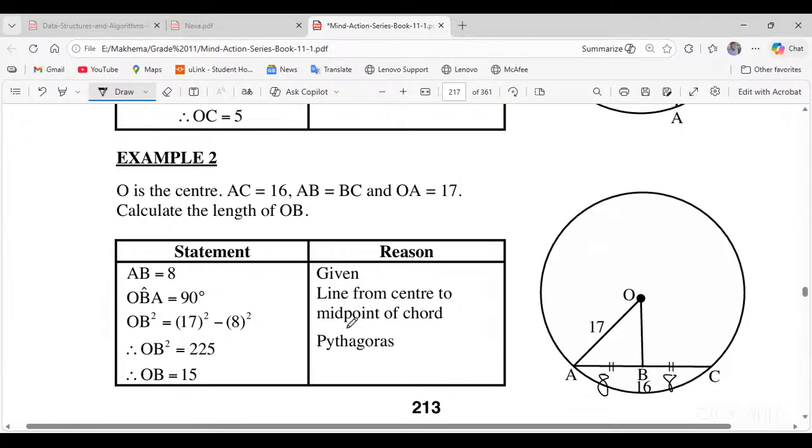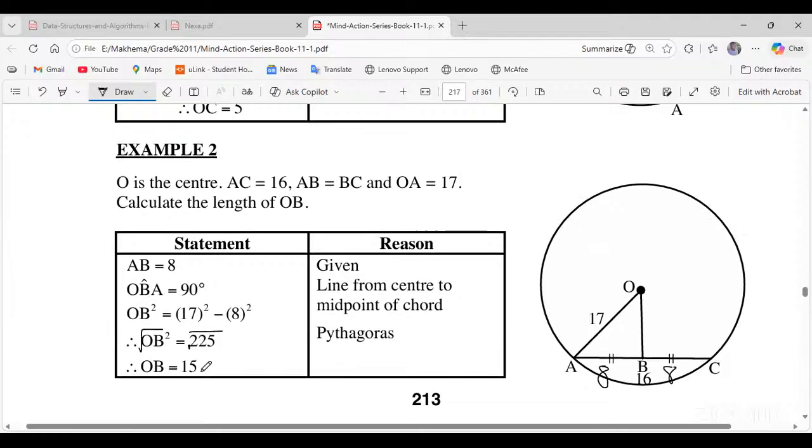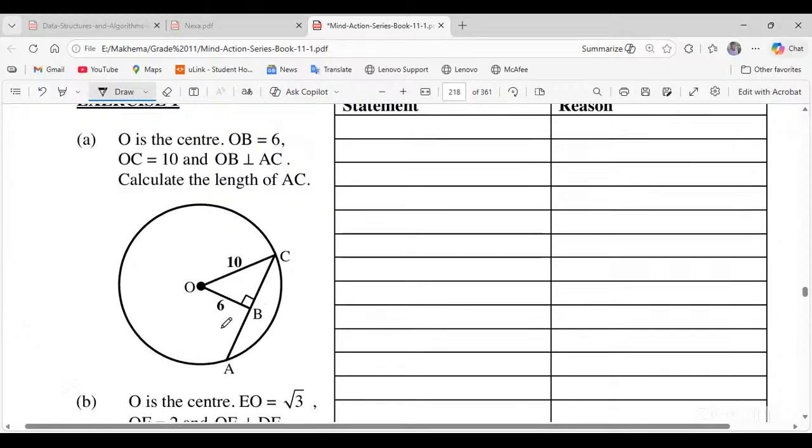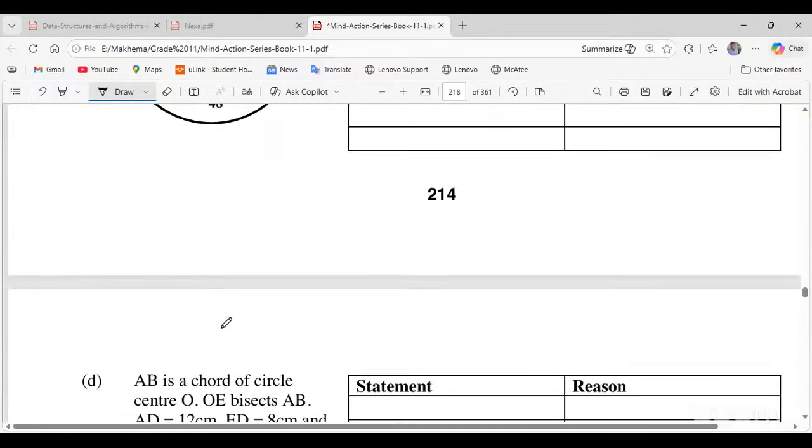Okay, now let's use Pythagoras theorem to find OB. We have this, we have this. So now we will say OB is equal to the hypotenuse minus the existing side, and then you square the two sides. Now you will have OB squared is equal to 225. We want OB, so we will plug the square root on both sides. Therefore, OB is equal to 15 units. Okay, now this exercise will be counted as your test, guys.